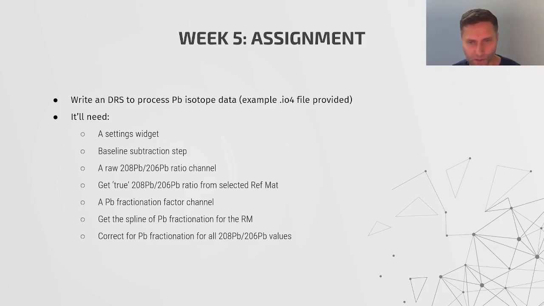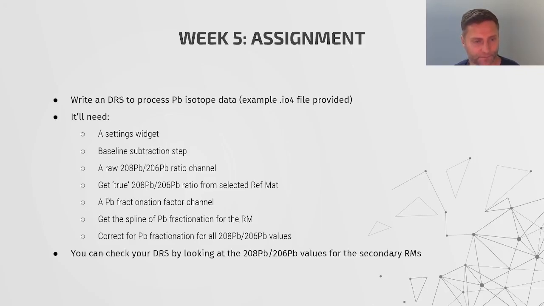So it's only about 20 lines of code, maybe a little bit more, maybe a little bit less. It's not a lot. There's only a few steps there to do, but it should cover quite a bit of the material that we've covered today, and also quite a lot of the stuff that you would need to write your own DRS. Of course, you can check how well your DRS works by looking at the final 208, 206 values for the secondary reference materials in the example data file.